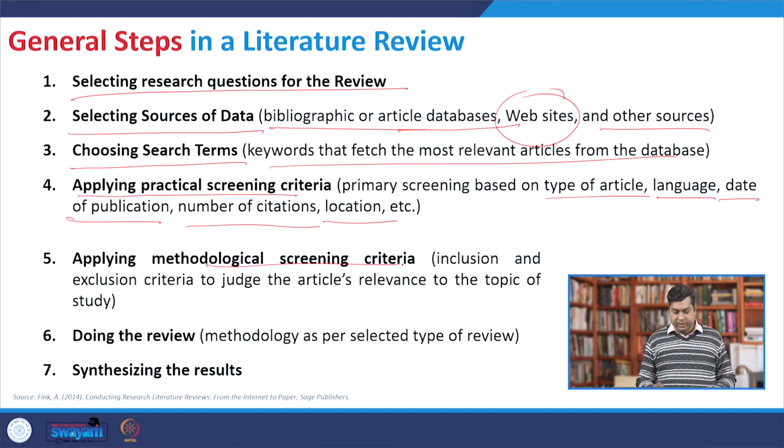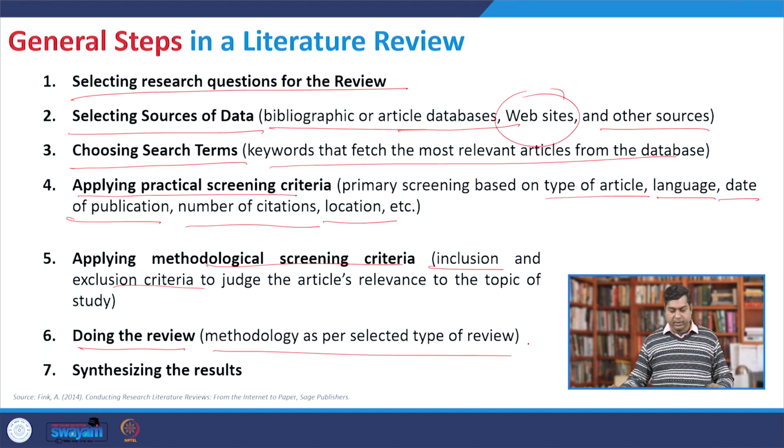Then apply methodological screening criteria, with inclusion and exclusion criteria to judge relevance. This is further fine tuning: you have applied a filter for papers published in the last 5 years, and now you add that the paper should meet certain inclusion criteria. Looking at the title it is probably okay, but looking at the abstract it is not relevant, so you can remove it. Finally, you select the articles or research documents that you will review.